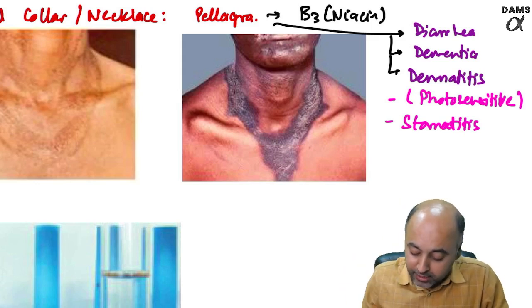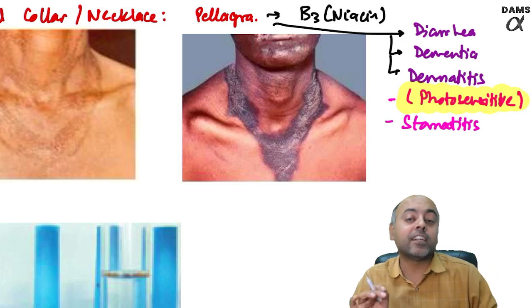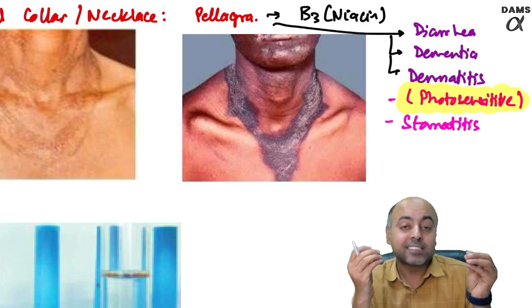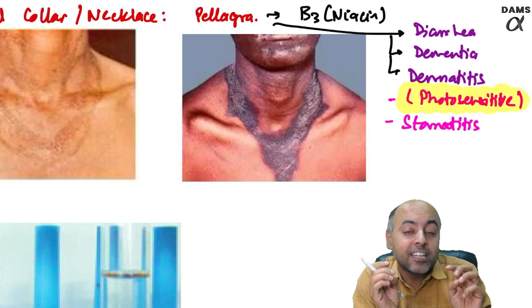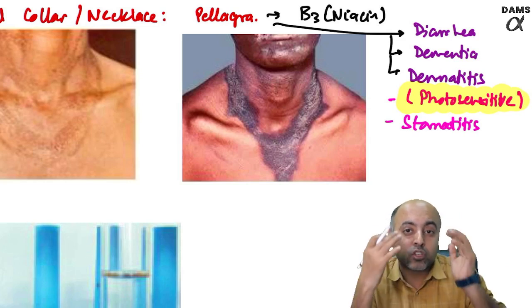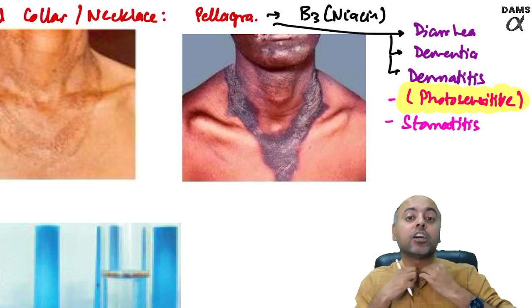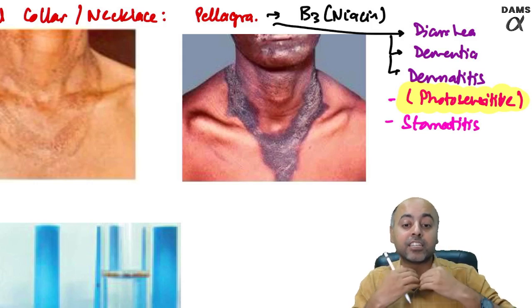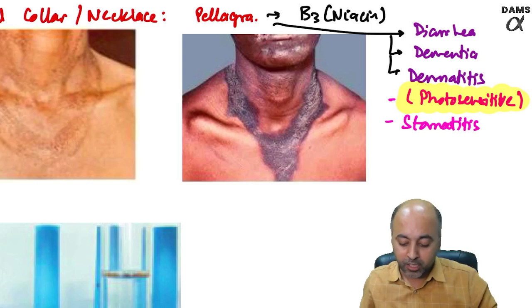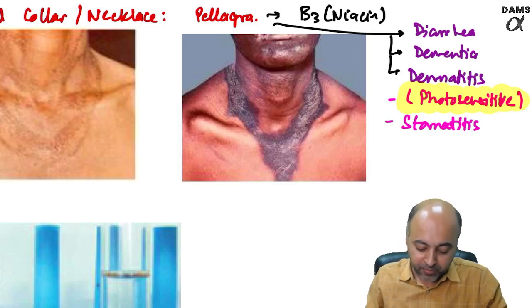When we say that the dermatitis is photosensitive, what it exactly means is that only in the sun exposed areas will you see the pigmentation. So it will be on the face, on the hands, and the part of the neck which is above the collar, so that is why collar shaped pigmentation is seen.